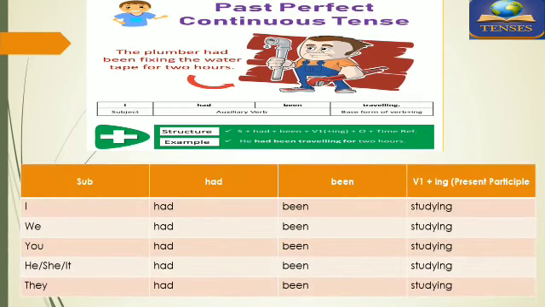Table: subject plus had plus been plus V1 plus ing. I had been studying. We had been studying. You had been studying. He, she had been studying. They had been studying. So here in the past perfect continuous tense, we use been to form the continuous form of the past perfect continuous tense. For all subjects, first person, second person, third person, and third person plural, we use the same structure.